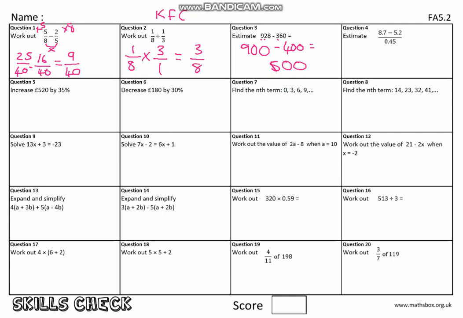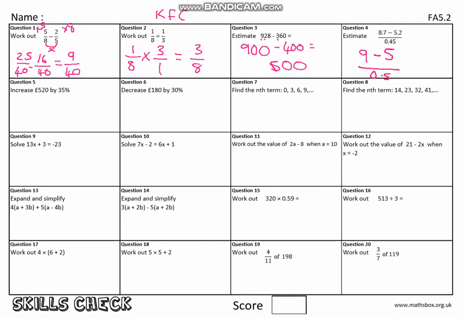Okay, so next one, it says estimate, a little bit more complicated here. So 8.7 minus 5.2 over 0.45, okay? So here we're going to do the same. We're going to go to one significant figure. So 8.7, we're going to round that up to 9. And 5.2, we'll round that down to 5. And then 0.45, we're going to do one significant figure again, so we'll do 0.5 or a half.